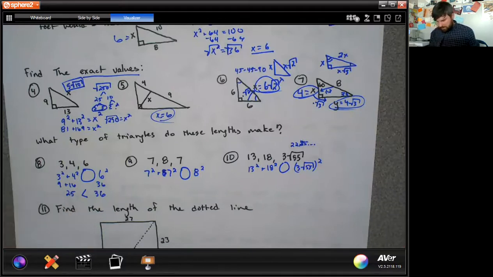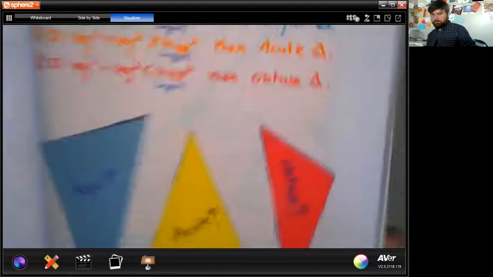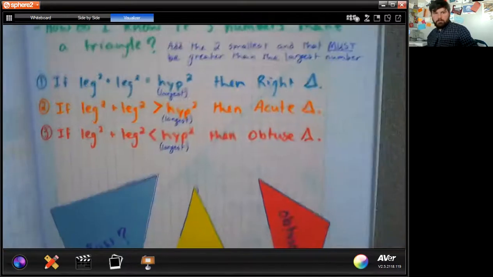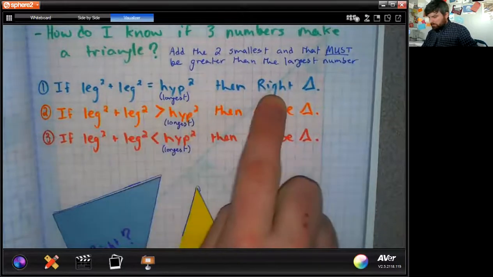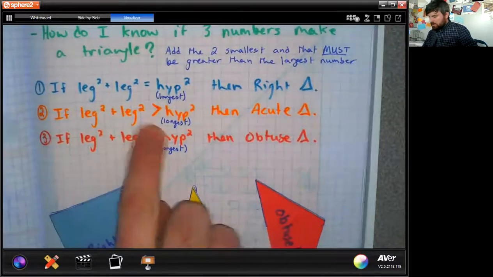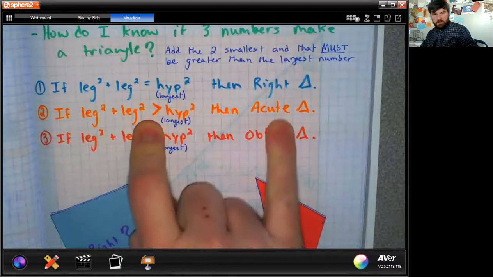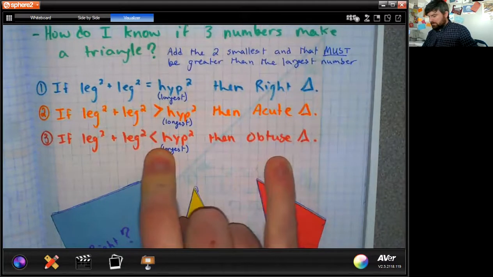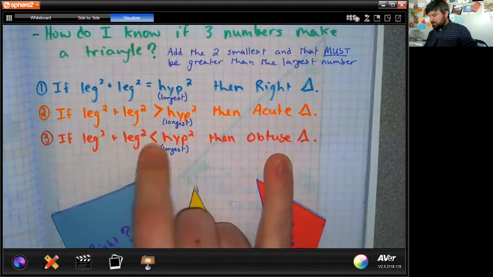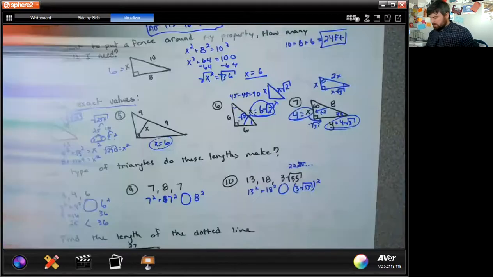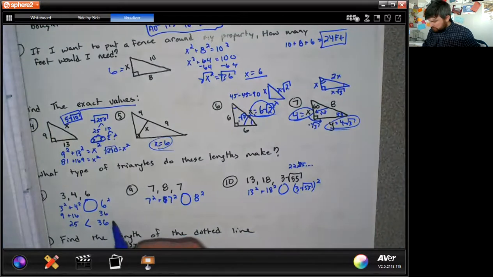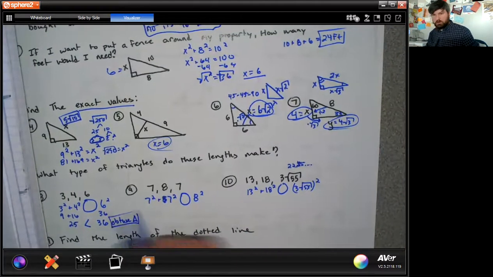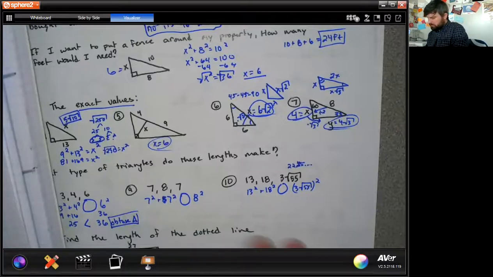Here it is. Okay, we wrote it down here. If they're equal, you have a right triangle. If it's greater than, you have an acute triangle. And if your legs squared are less than, it's an obtuse triangle. So here we have a less than, so this is an obtuse triangle. Okay, so make sure you're using this notebook as a resource for you.